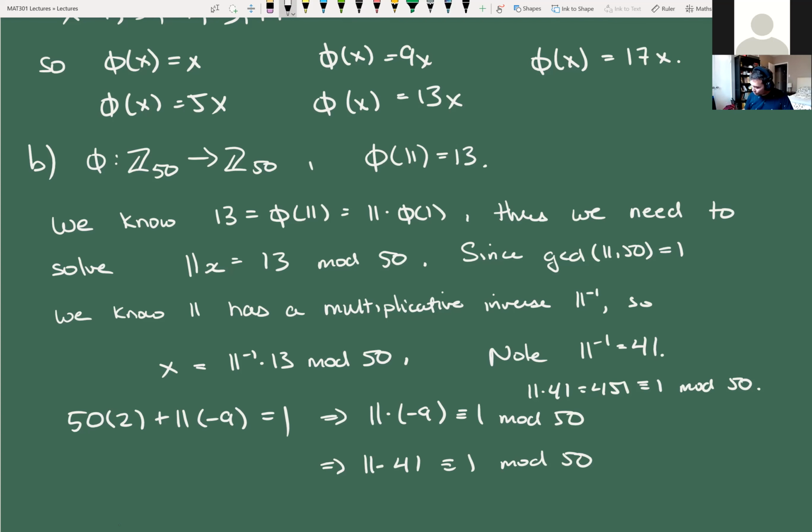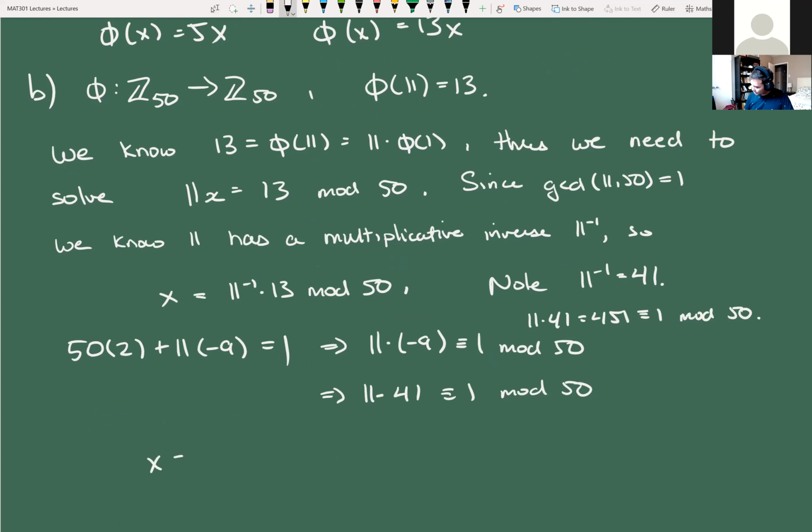And so what we're going to end up getting is that x is equal to 41 times 13 mod 50, and 41 times 13 is 533. So this is congruent to 33 mod 50, like so. Okay, and the reality is, you might be wondering, you just pulled a whole bunch of number theoretic nonsense on me. How would I have ever come up with this, especially if I didn't have a calculator?